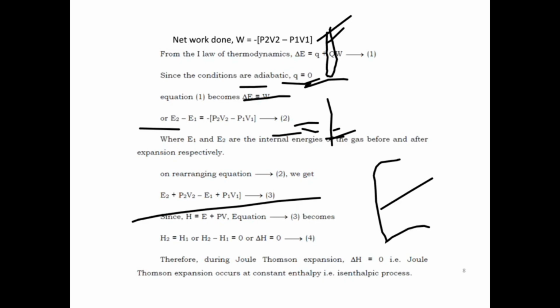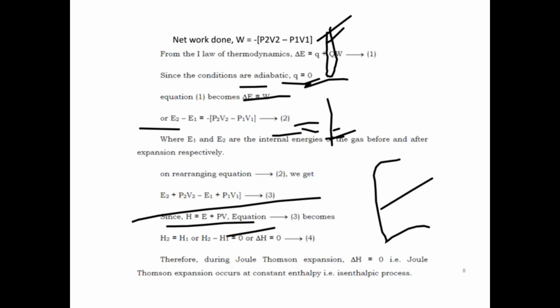So H is equal to E plus PV. This is nothing but the law of conservation. Whether the energy is conserved by the system or not can be calculated using the equation H is equal to E plus PV. That is the equation of the law of energy conservation.